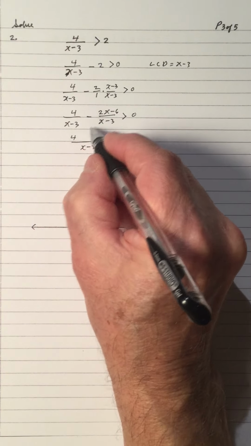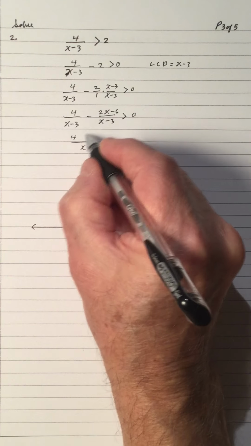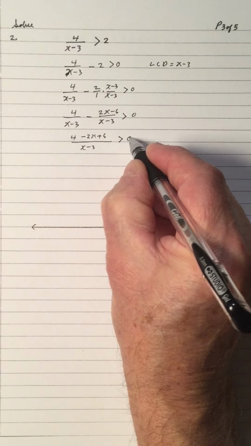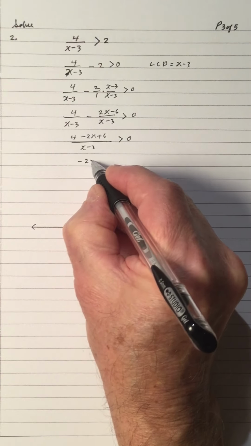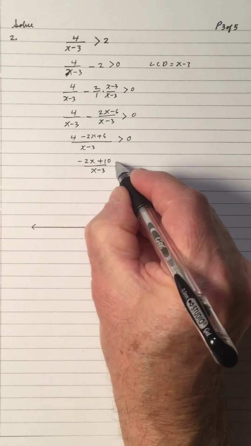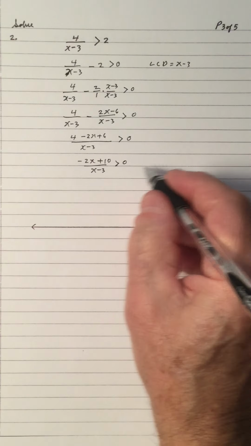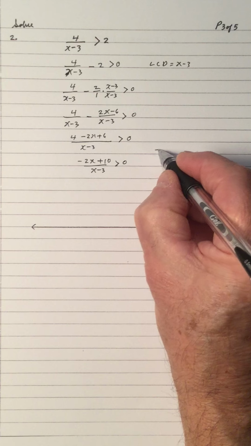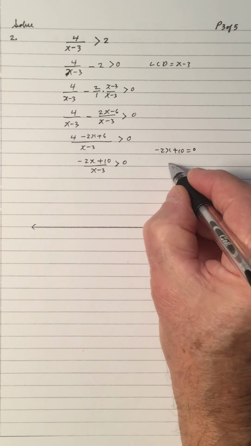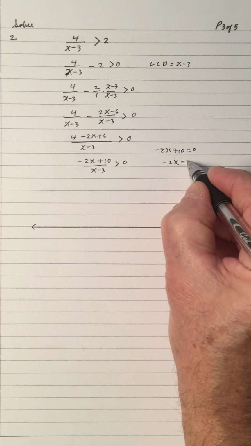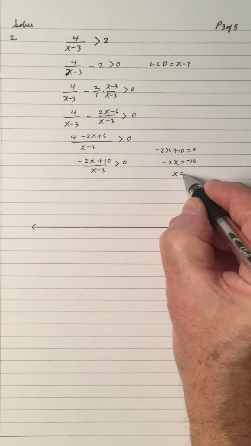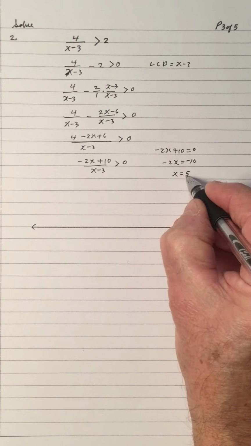Common denominator is x minus 3, so that's a 4. And we're subtracting, so that makes that a -2x plus 6 greater than 0. So that gives us -2x plus 10 all over x minus 3 is greater than 0. So if we let -2x plus 10 equals 0, -2x equals -10, so x is equal to, divide by -2, we'll get a 5.